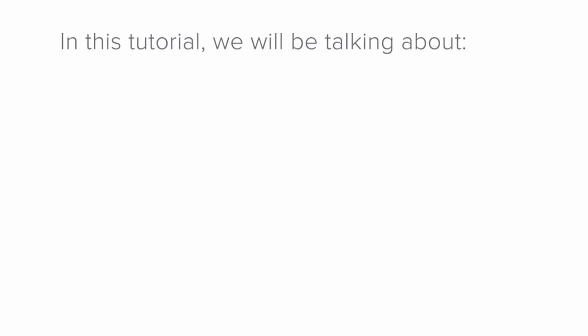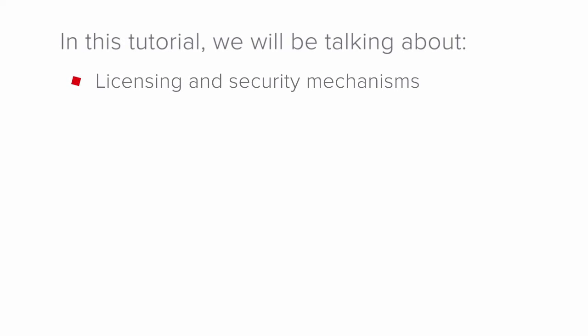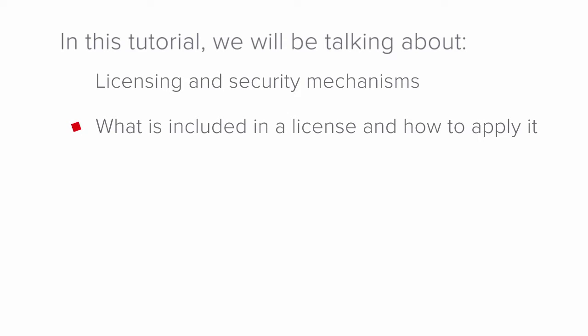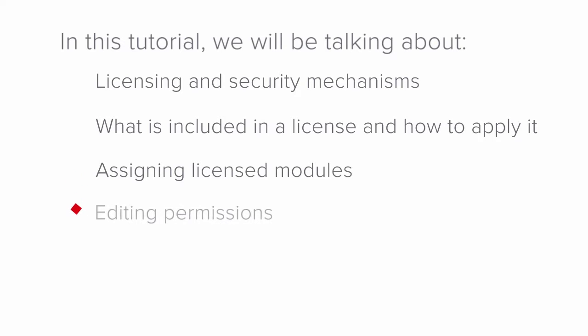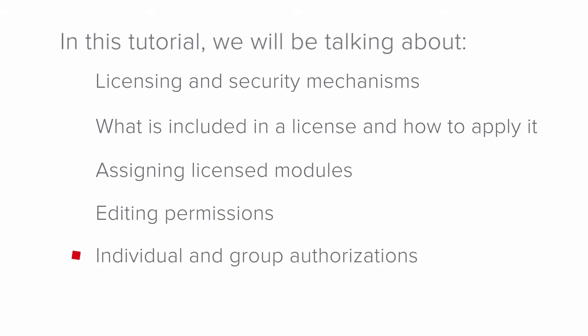In this tutorial, we will be talking about licensing and security mechanisms for Mongoose, what is included in a Mongoose license and how to apply it, assigning licensed modules to users, editing permissions and what they mean for users, individual and group authorizations and what they mean for users. And we will show you how to create a user ID profile before giving you the chance to create one yourself.